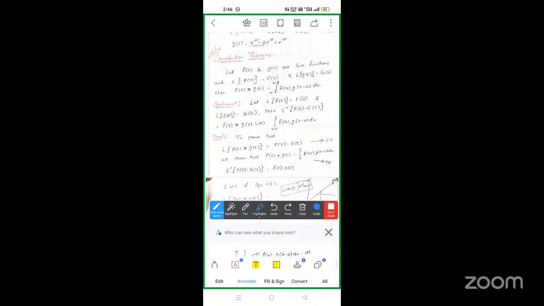So this is the convolution property. So this is the theorem. Let L of f of t be equal to F of s and L of g of t be equal to G of s.